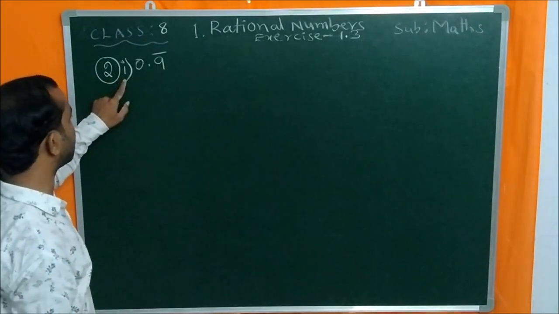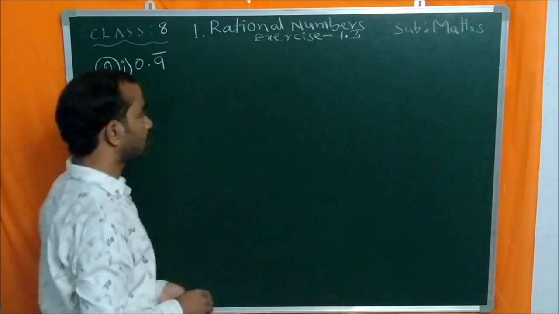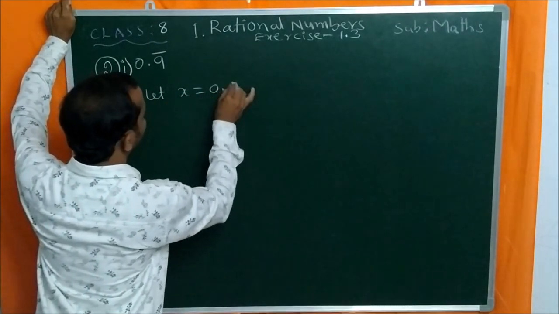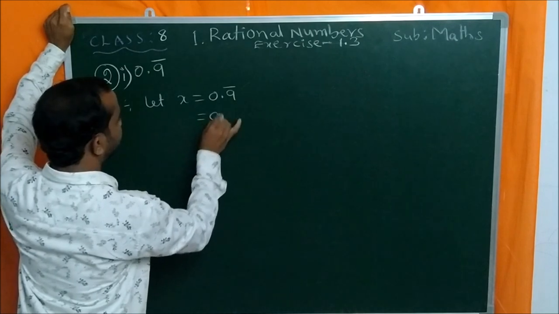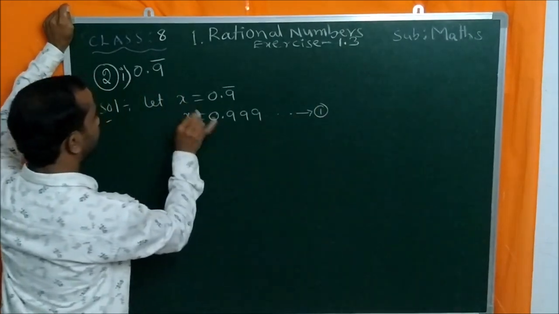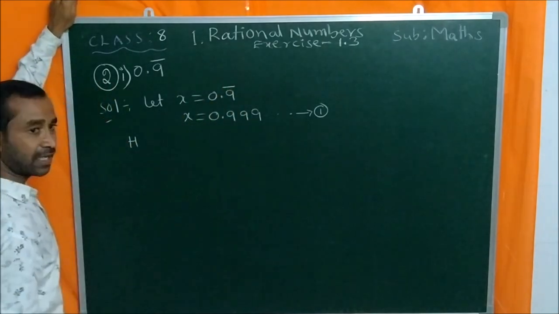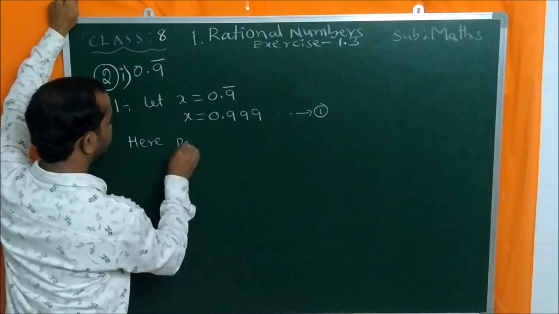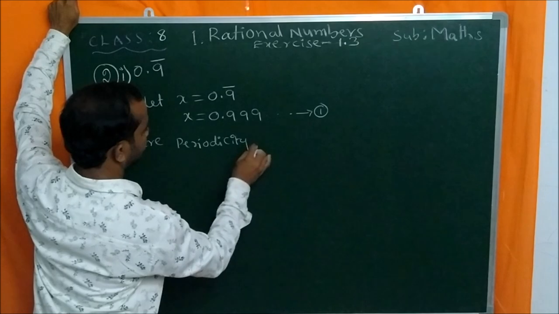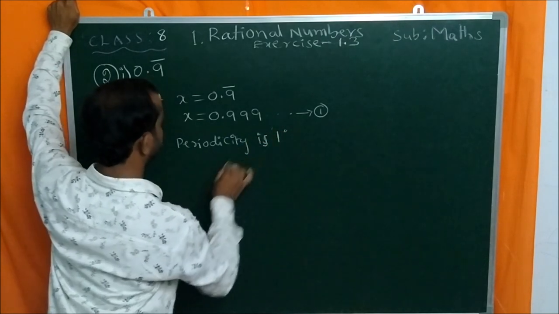Next, second part, first problem: 0.9 bar, change into p by q form. Let x equal 0.9 bar. 0.9 bar can be written as 0.999 and so on. This is equation number 1. Here the periodicity is 1, under the bar we have only one digit.